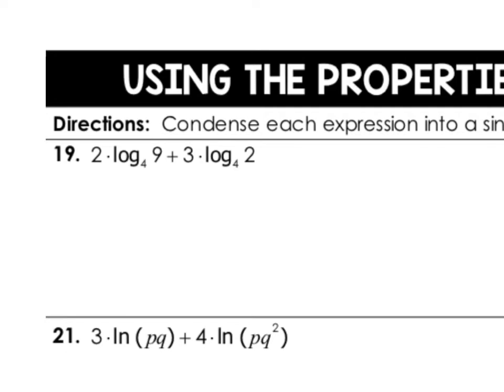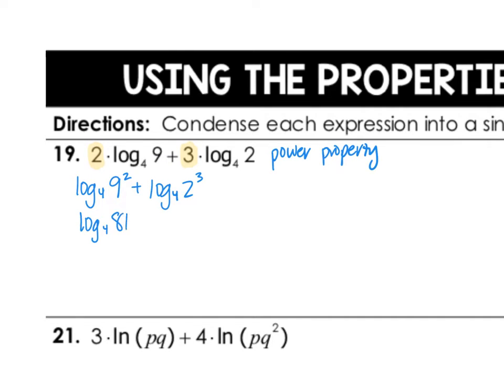The first thing that I notice when I look at this problem is the 2 out front here and the 3 out front here. So I am going to go ahead and use my power property first. The power property allows me to move that 2 up here, and it allows me to move that 3 up here. And now I know 9 squared is 81, and 2 cubed is 8.